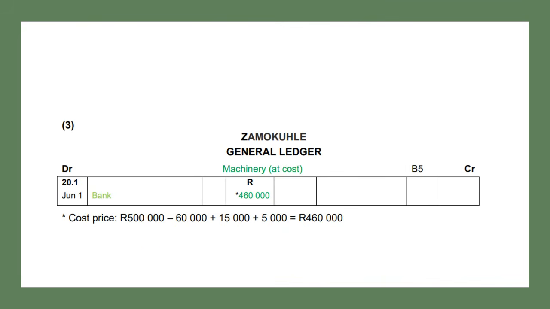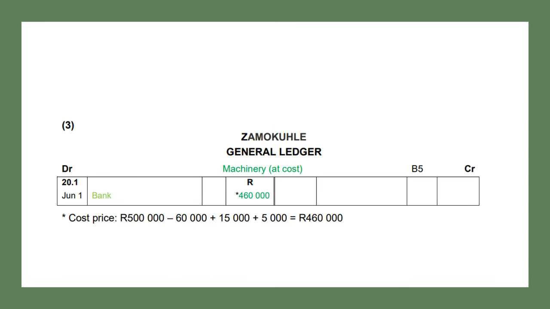Then you will also be required to do what? To prepare the general ledger account for the machinery at cost. Remember that you bought the machinery for cash of how much? Of 460,000. Machinery is an asset account. So when you buy it, machinery is increasing in your business. So we know assets increase on which side? On the debit side. So we need to debit that 460,000 on the machinery account.